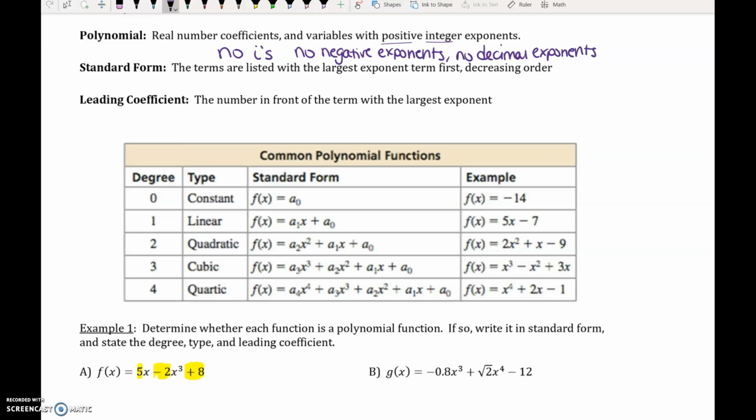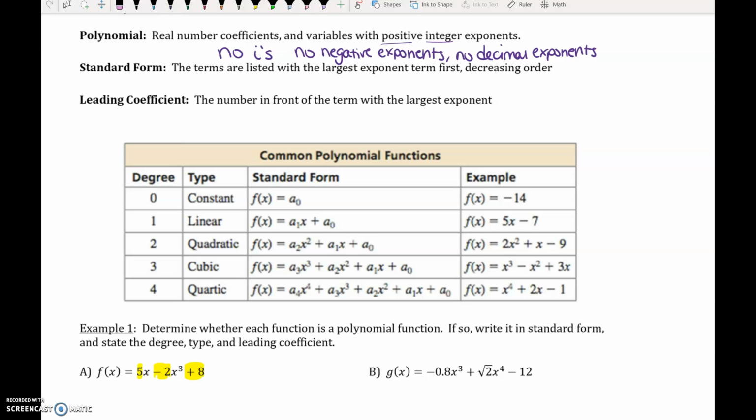All right. Standard form just means that the largest exponent term is written first and then in decreasing order. So if you've got an x to the fourth somewhere in there, it needs to be the x to the fourth first, then the x to the third, then the x squared, then the x, then the number. So largest exponent term first, and then the rest of them in decreasing order.